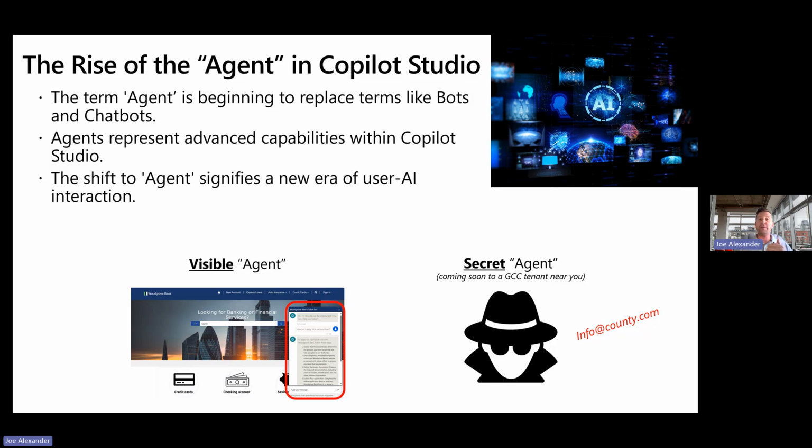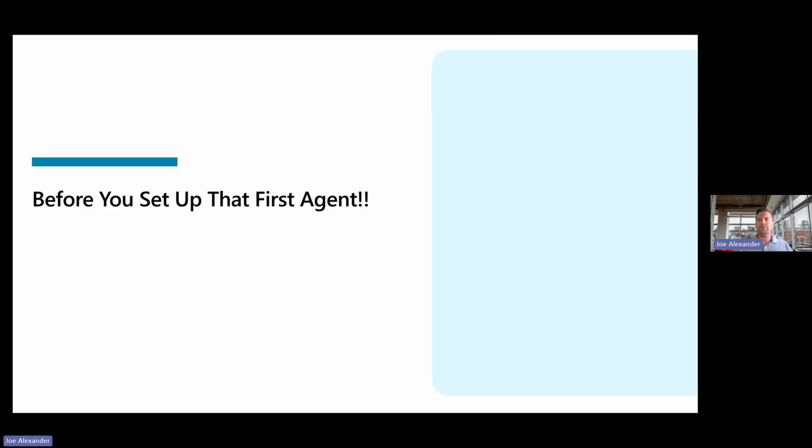And so as those things start to become available in GCC tenants very, very soon, we're going to start to see some of these things that may have been manual, kind of visible agents on the left, start to turn into more of a secret agent on the right-hand side there, which is really super exciting and is really some fun stuff to start playing with. So I'm going to try to use the term agent as much as I can in here. I may slip up once or twice as we move through the demonstration, but I want to make sure everybody understands what agent actually represents. So Ernest, I'll turn this back over to you to talk about a few things before I get into setting up that first agent that we want to make sure we take into account.